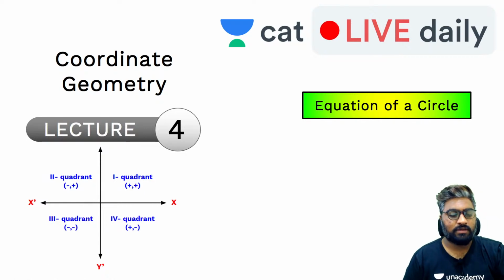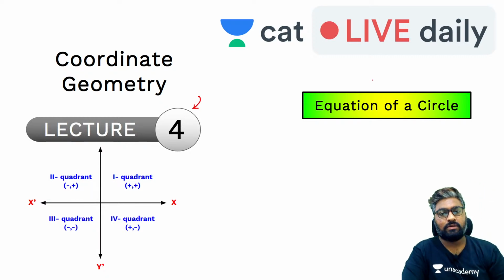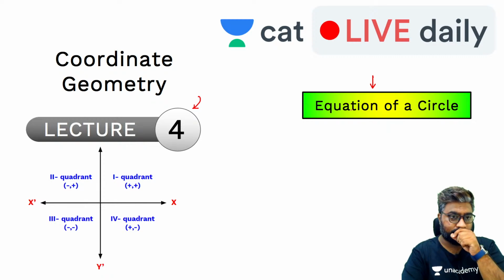Hey everyone, good afternoon. My name is Amit Surana. I am here with the fourth lecture on coordinate geometry. Today we are going to look at equation of a circle.